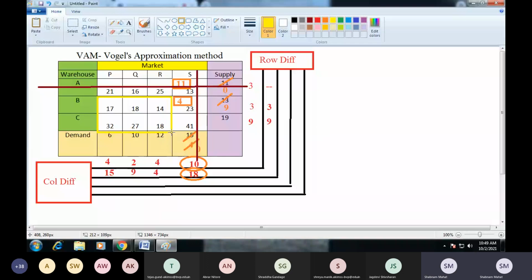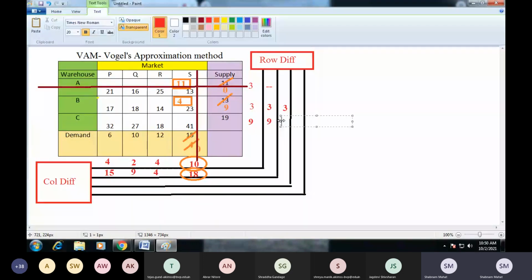So consider your first row. The first row contains 17, 18, and 14. Where is your minimum value? My minimum values are 14 and 17. So find the difference between 14 and 17. It is also 3. Write down 3 here. Now check the second row, 32, 27, and 18. Where is my minimum value? My minimum values are 18 and 27. When I find the difference between 27 and 18, it is 9. So I write 9 here. Now check the first column.